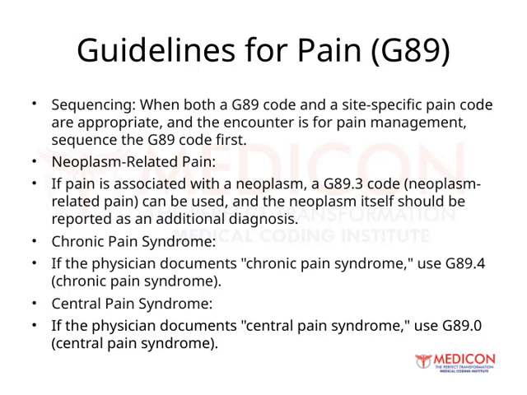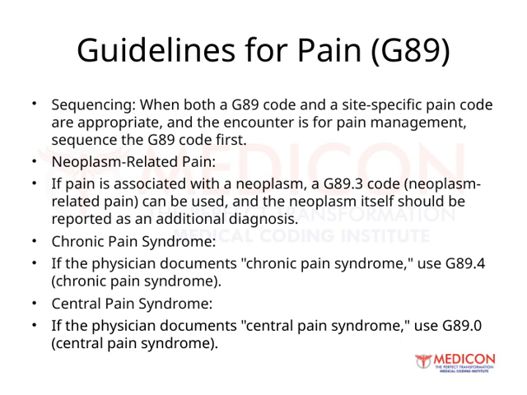Let's go over some important guidelines for coding pain using G89. When both a G89 code and a site-specific pain code are appropriate, and the visit is focused on pain management, it's key to remember to sequence the G89 code first. This helps ensure accurate reporting of the pain condition overall. Now, if the pain is related to a neoplasm, you should use the G89-3 code, which specifically indicates neoplasm-related pain. And don't forget, the neoplasm itself should also be reported as an additional diagnosis to give a complete picture.